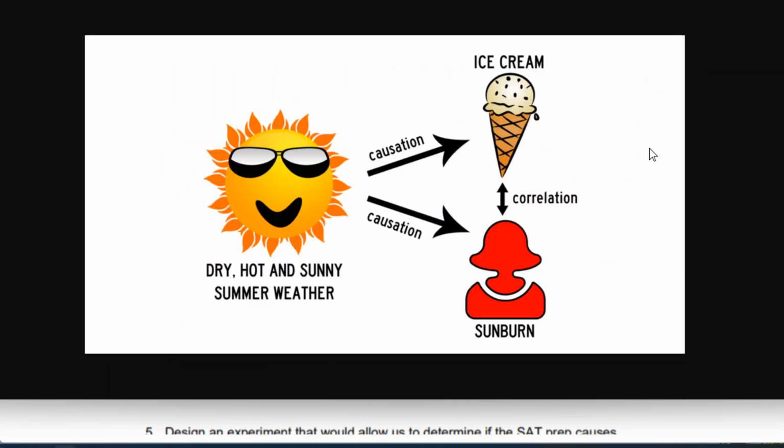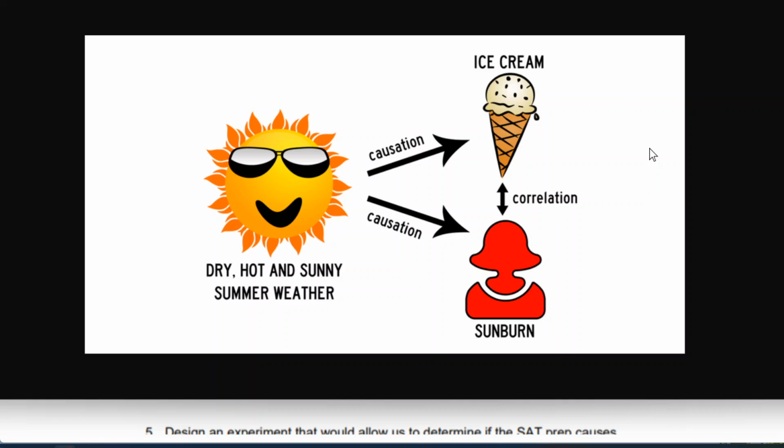This brings to mind that we have a bunch of memes about correlation and causation. Here we have one where we have dry, hot, sunny summer weather, and usually that means that the ice cream sales are going to go up. Also, the dry, hot, sunny weather is going to cause a lot of sunburns.